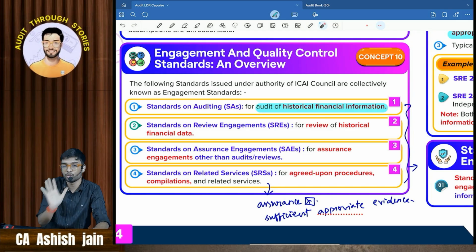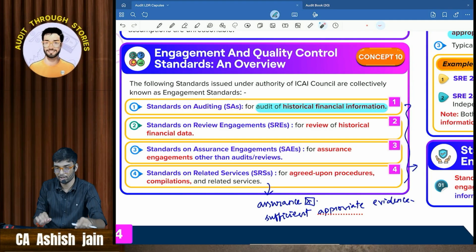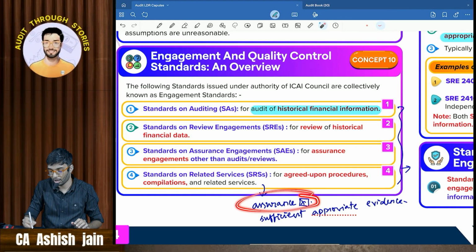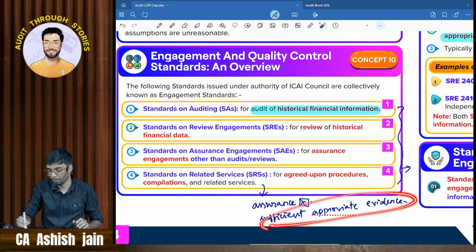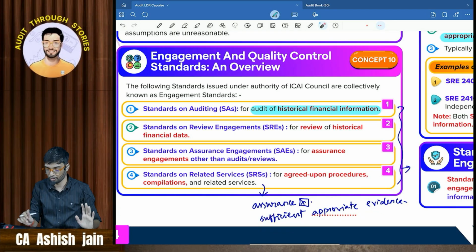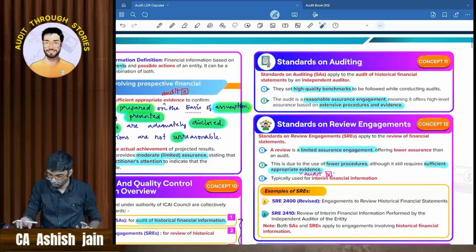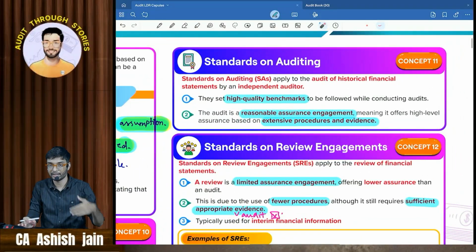What is the duty of the practitioner? The practitioner will only verify whether whatever agreed upon procedures given by the management are properly done or not. That's it. He's not going to give any sort of assurance, and sufficient appropriate evidence has to be obtained to know whether agreed upon procedures have been appropriately applied or not. Now we will be discussing each and everything in detail.